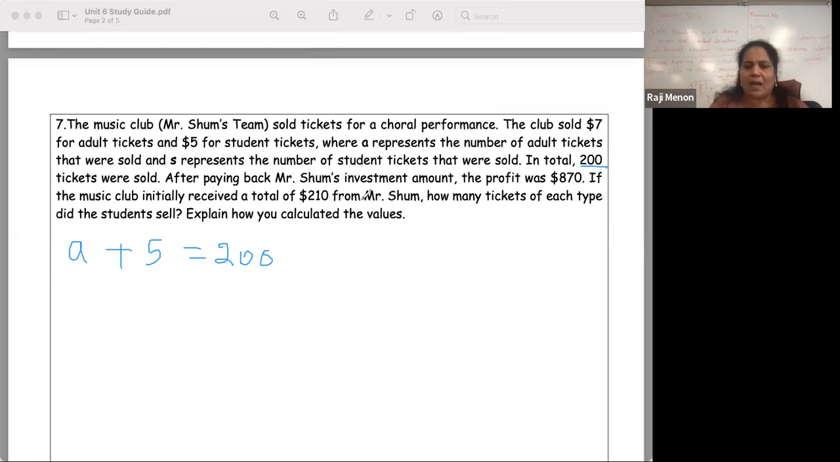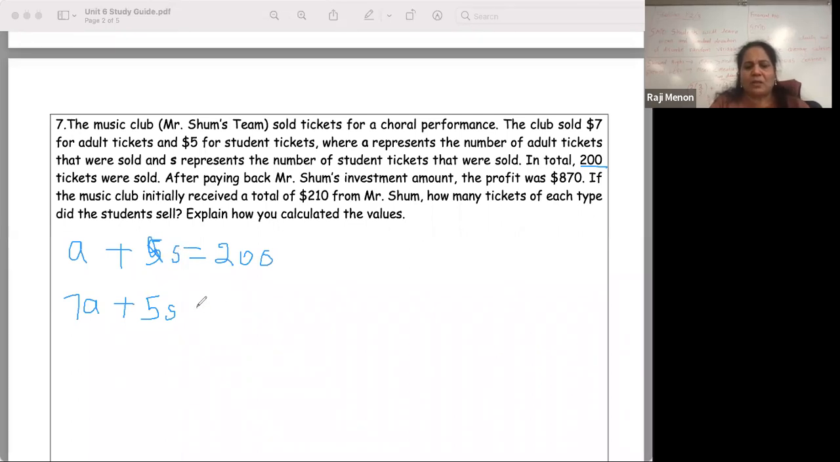Now what is happening? $7 for A, the adult ticket. So the total is going to be 7A plus $5 for S. My 5 and my S are going to look similar, so be careful. I am going to write my S like this. This is S. This is not 5. This is the letter S.